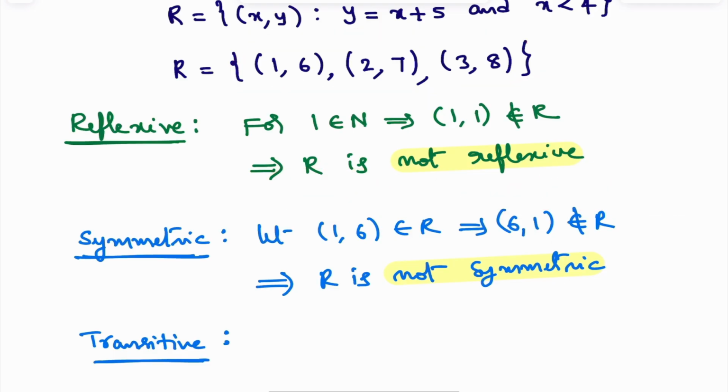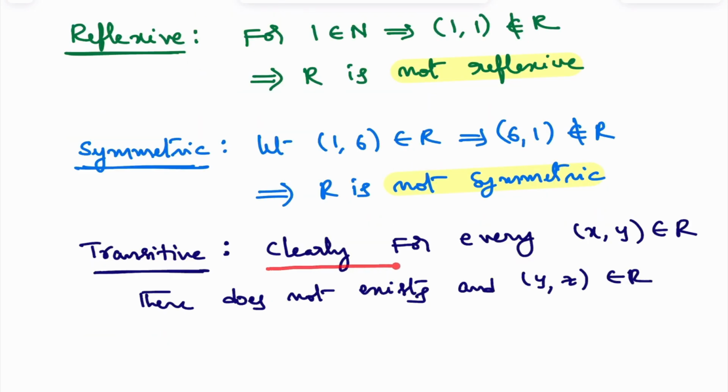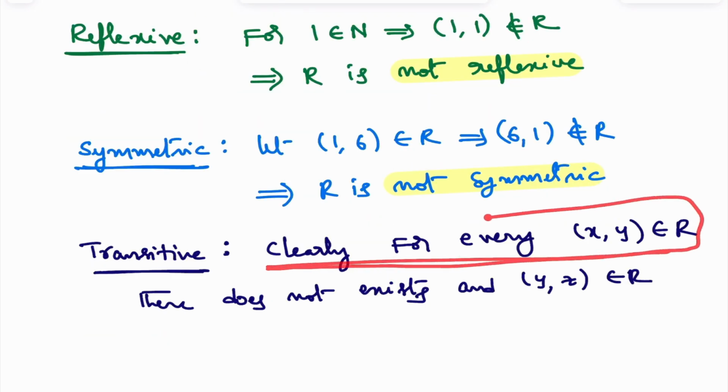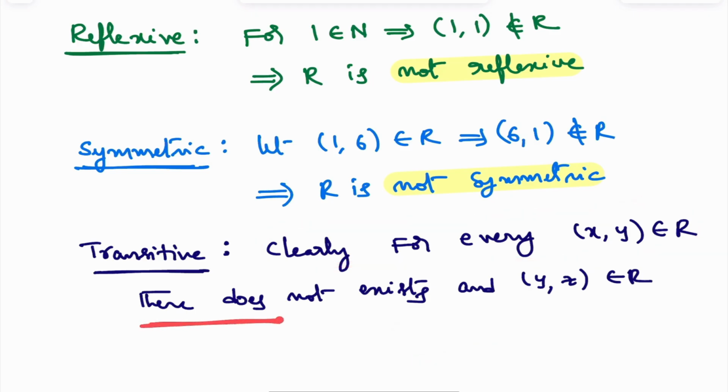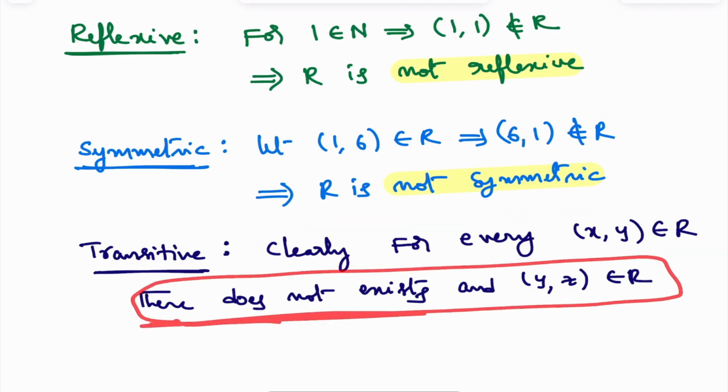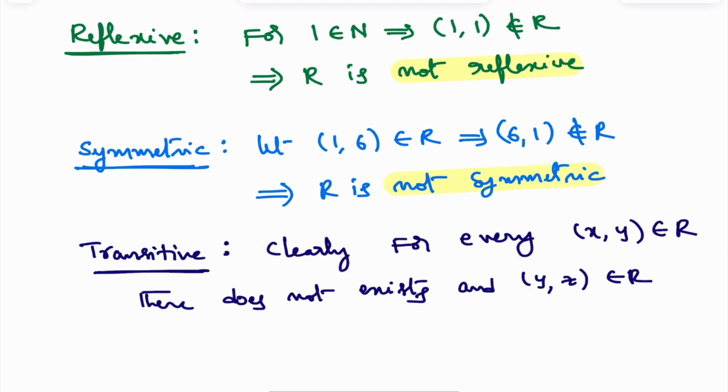I hope you are understanding. Observe this clearly. For every ordered pair in the given relation, there doesn't exist (y, z). That means (x, y), (y, z) does not exist in this relation. In this case, we say that the given relation is transitive.